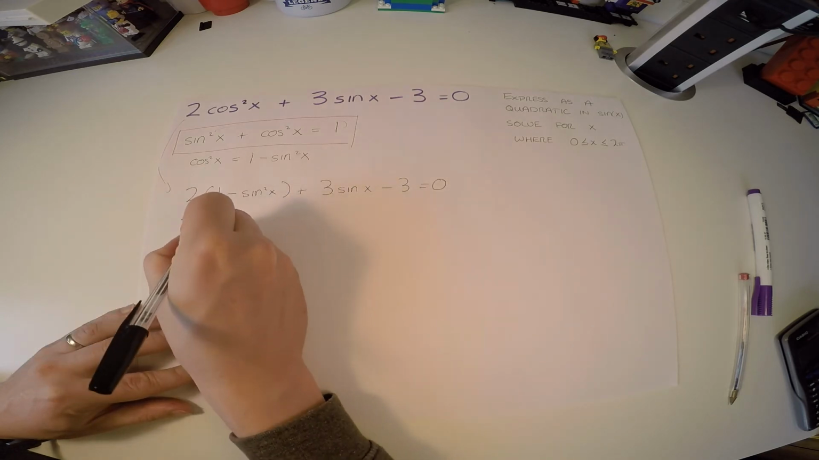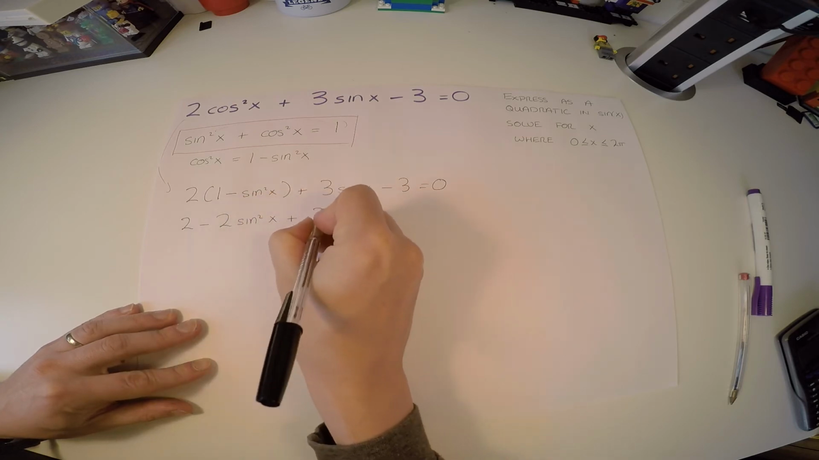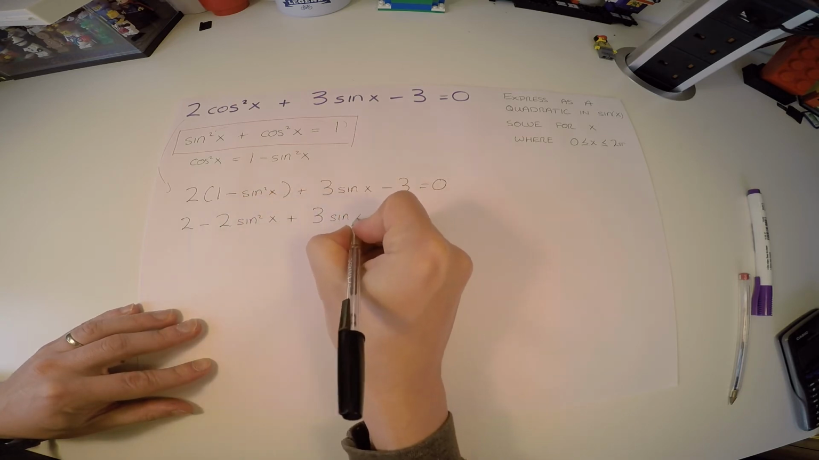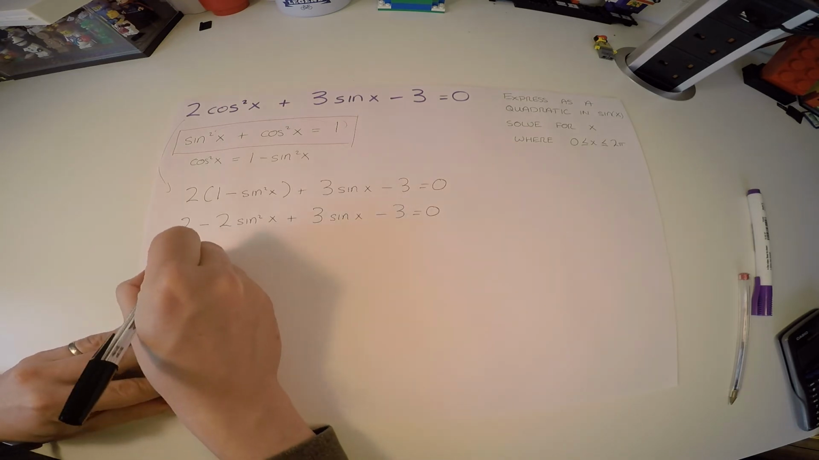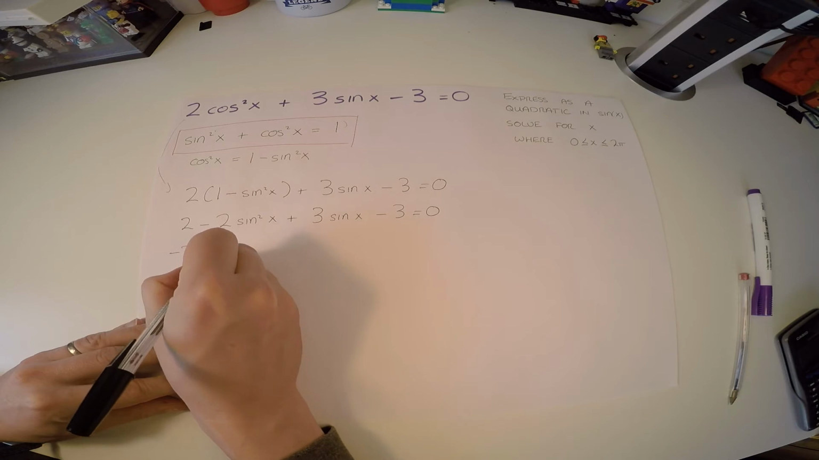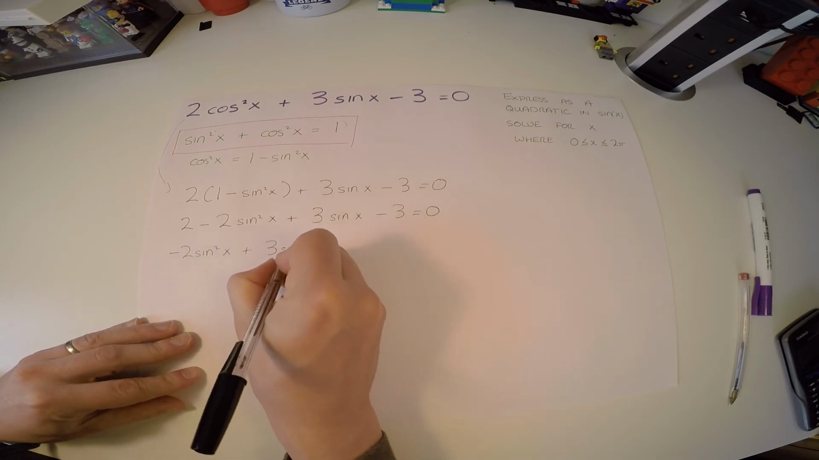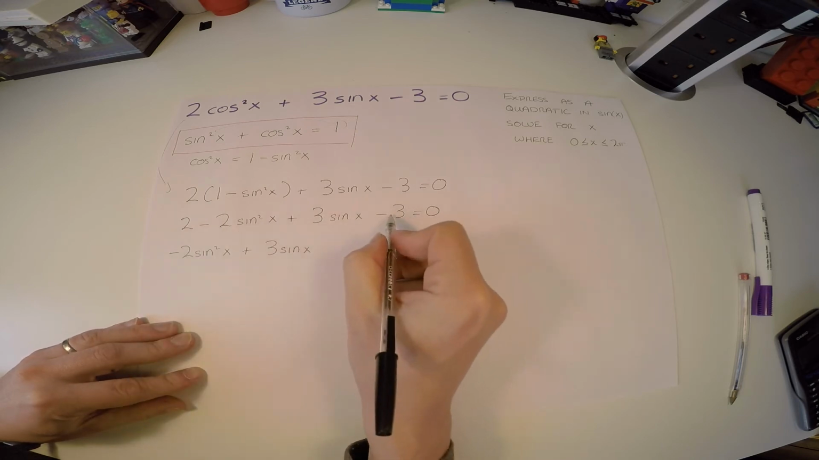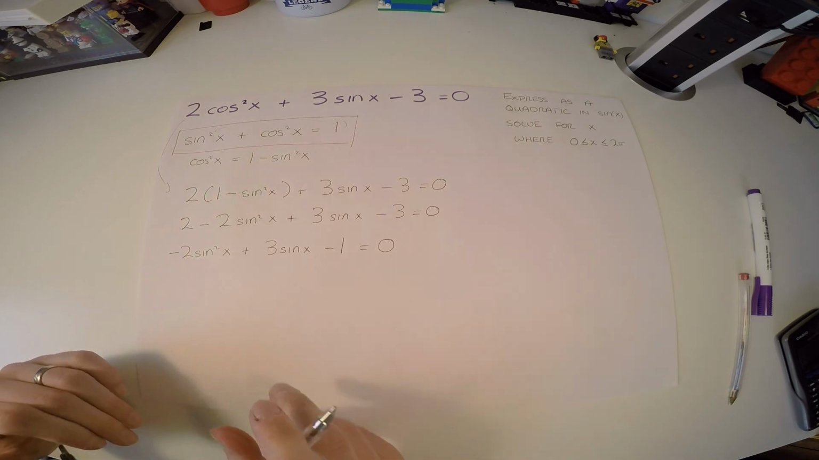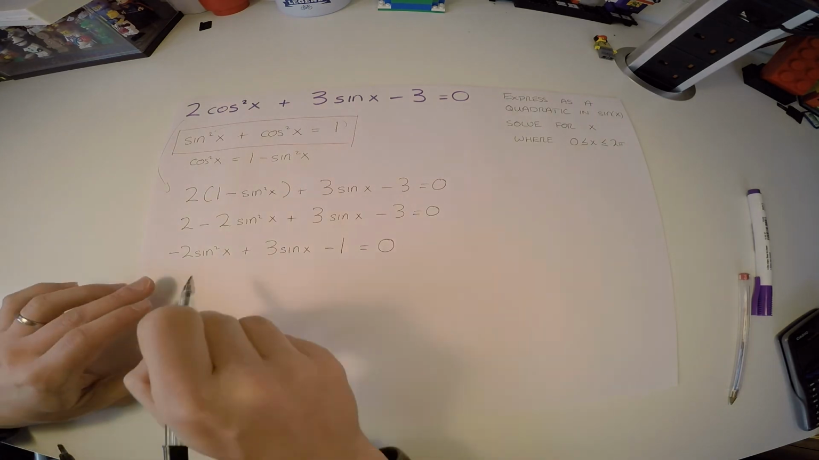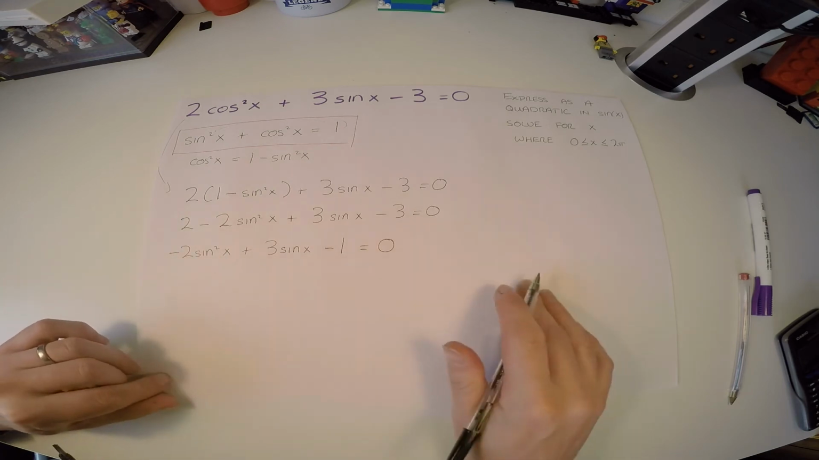So 2 times 1 is 2, minus 2 sine squared x plus 3 sine x minus 3 equal to 0. So let's keep the square stuff at the front, minus 2 sine squared x, and we have plus 3 sine x, and now we have minus 3 plus 2, that gives us a minus 1 equal to 0. Now I don't know about you, but I know when I'm solving quadratics I like to make the squared term positive. So I'm going to change all the signs here.